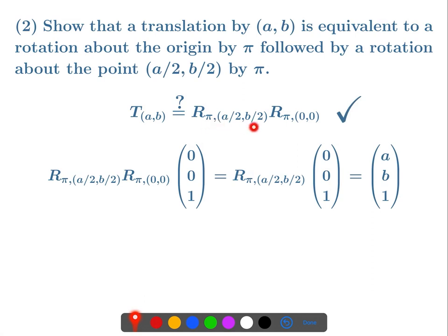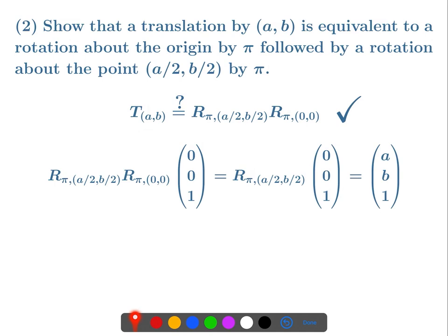It's saying that these 2 rotations take the origin to (a, b), and since we know that this is a translation because the sum of the angles is 2 pi, then it has to be the translation that takes the origin to (a, b), and that is T sub (a, b).